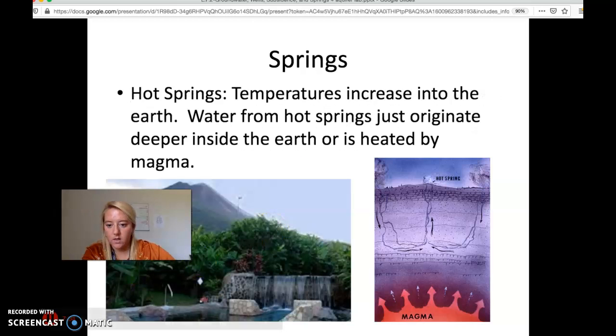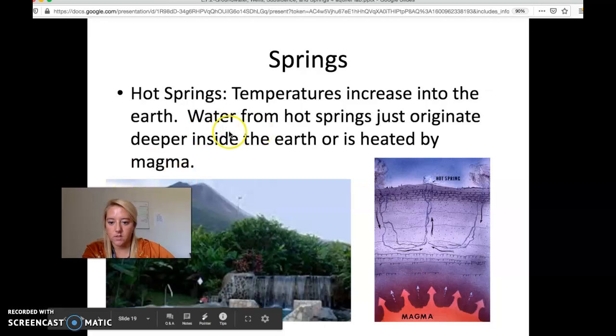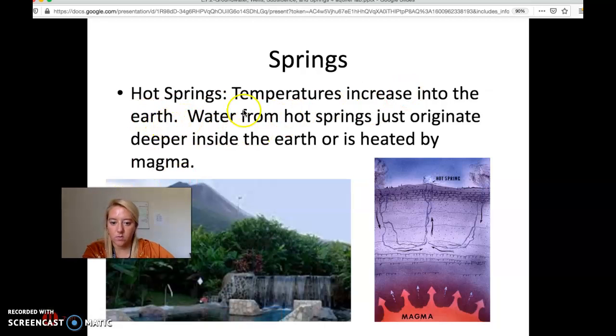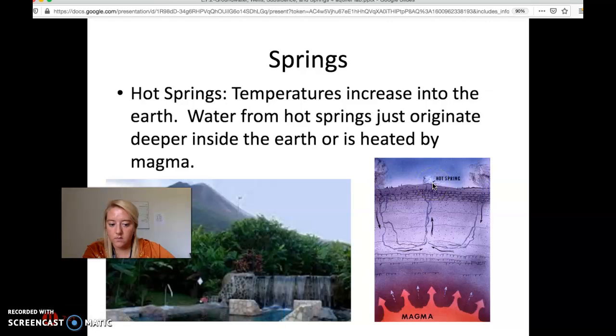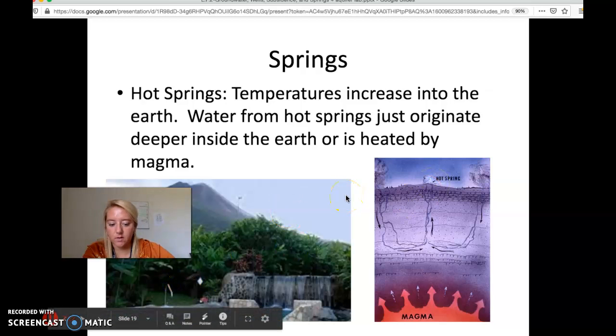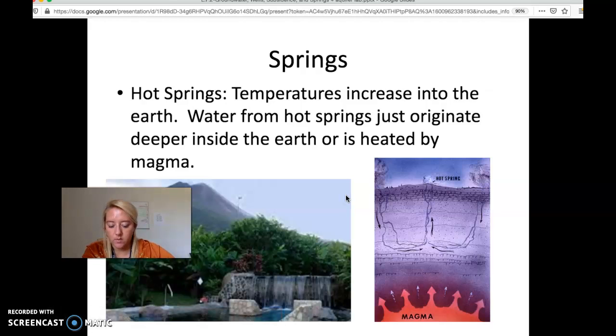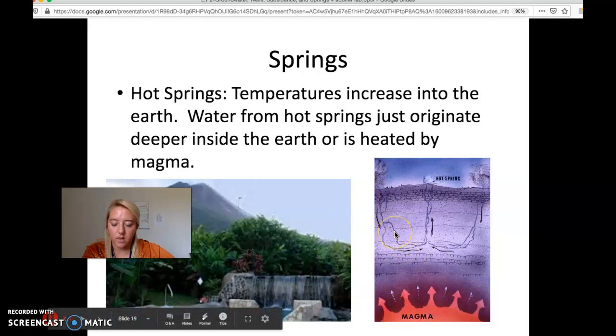One is a hot spring. This is caused by the temperature increasing as you go down into the earth. The water from hot springs either originated deeper inside the earth or is heated by magma. So possibly the water that you are experiencing when you're in a hot spring is just deeper down in the earth, warmed by the magma, and as you go deeper into the earth, though we could never feel it because we can't dig that far, it gets warmer and warmer. Okay, so hot springs: the temperature is increased by being deep in the earth or because the water came in close contact with magma, like our diagram right here.